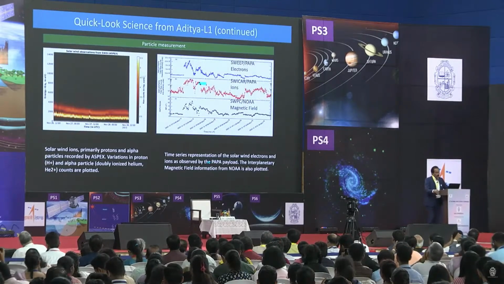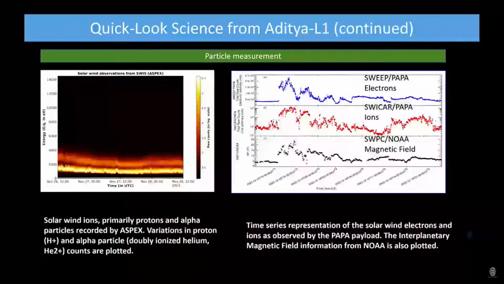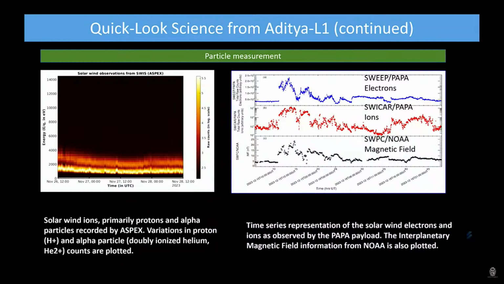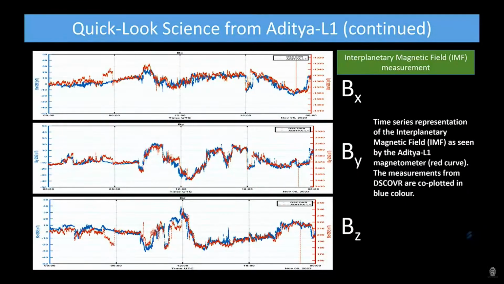We also had a measurement of the solar wind ions, primarily protons and alpha particles, as recorded by ASPEX. And similarly, the time series representation of solar wind electrons was observed by the PAPA payload also. And similarly, the interplanetary magnetic field, also observed from other satellites, has been recorded in this curve. This is about the interplanetary magnetic field measurements, in all 3 directions.